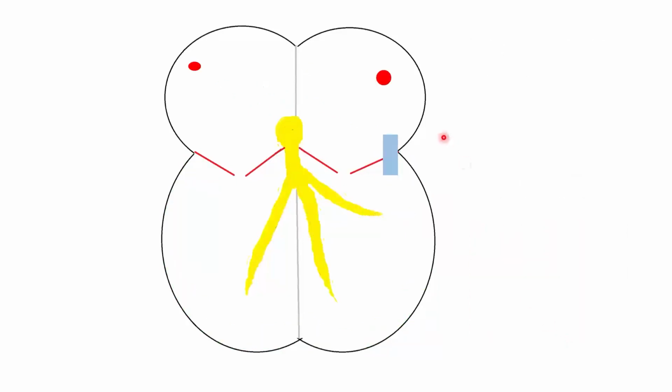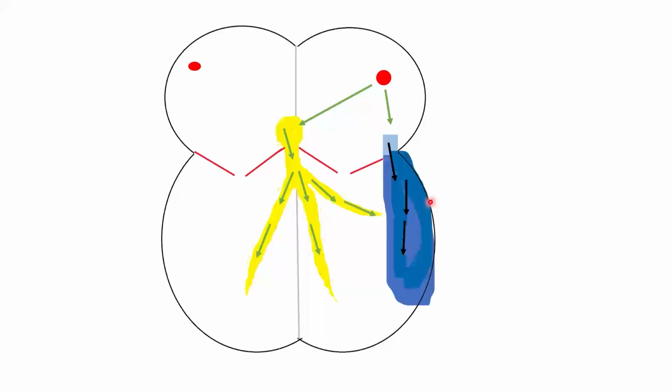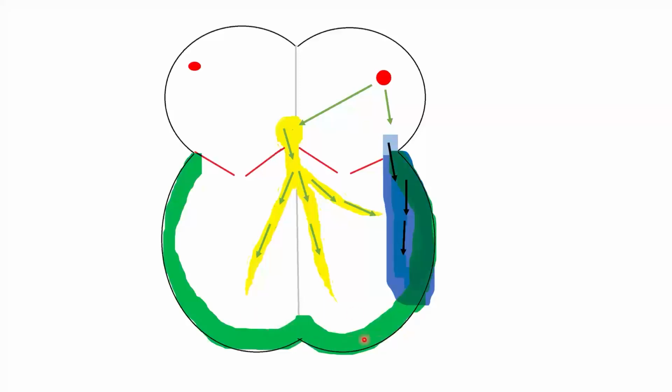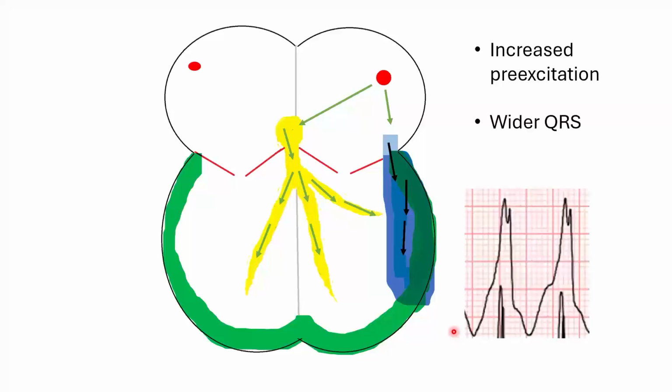Take a scenario where there's an APC coming from the left atrium, which is closer to the accessory pathway than the AV node. There is preferential conduction via the accessory pathway, and a lot of myocardium is activated via the accessory pathway rather than via the His-Purkinje system. That is the blue color. More area is activated by the blue, the accessory pathway, than by the green, the normal His-Purkinje activation. Hence there is more pre-excitation and you get a wider QRS.